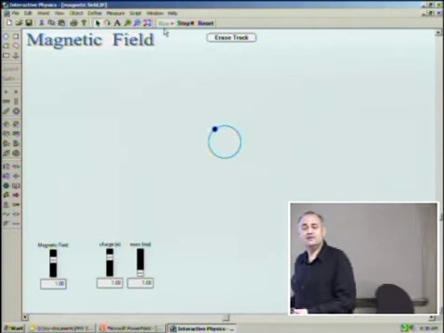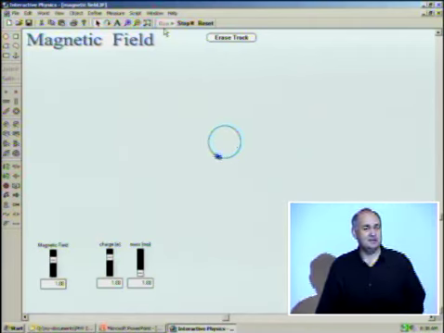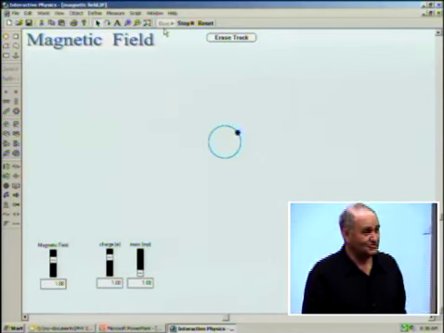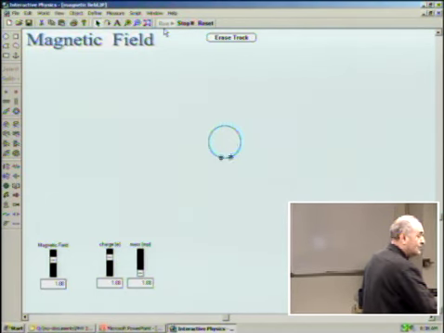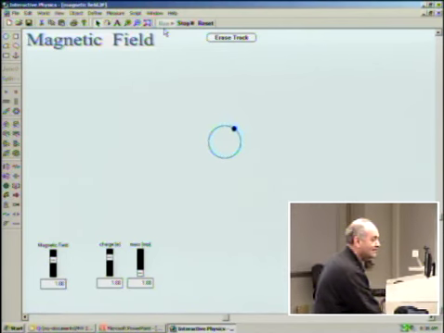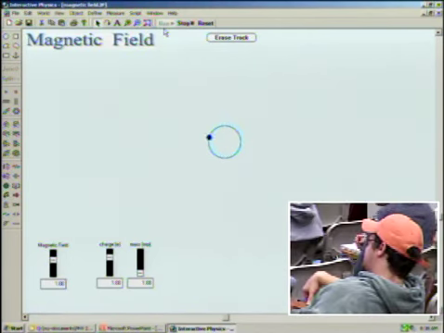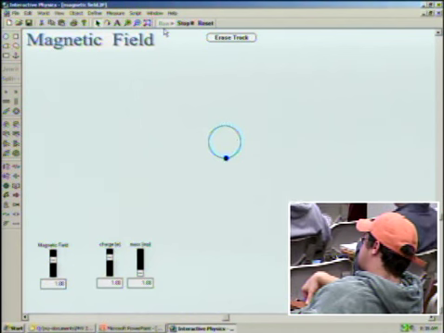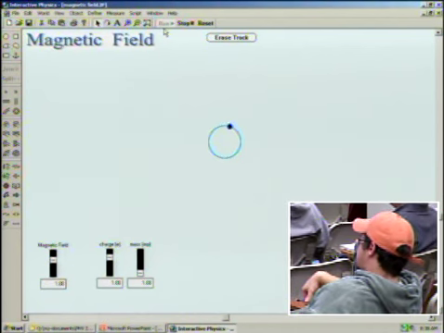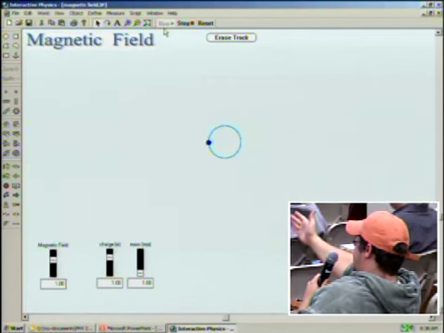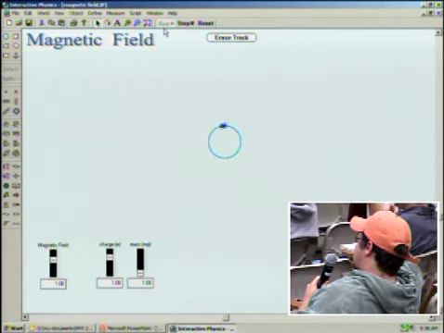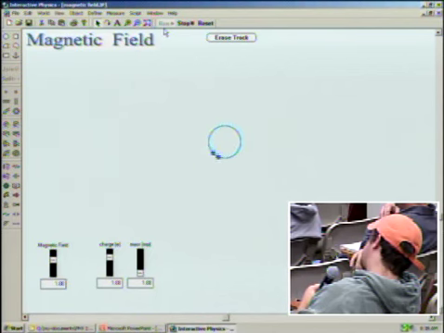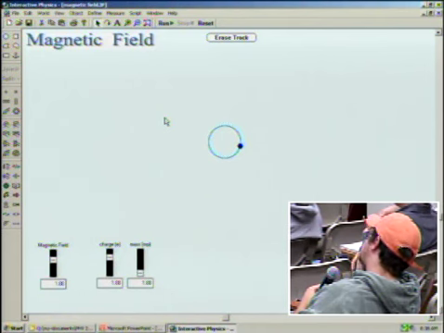Can somebody volunteer an explanation for why it is out of the screen? I just use the right-hand rule. Why don't you tell us how you figured out that it is out of the screen? I just use the right-hand rule for the velocity, because velocity is changing. Let's stop the simulation and analyze it at a particular instant, wherever it stops. All right, it stopped over here.